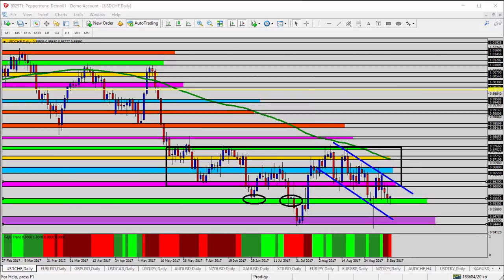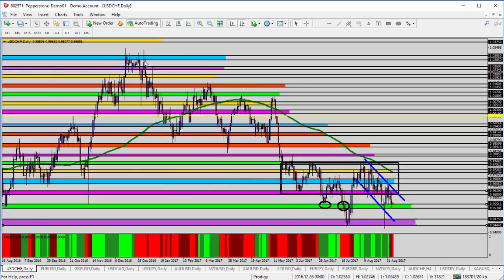Today we're going to be taking a look at the USDCHF, the US dollar versus the Swiss franc, for today's trade analysis. Starting here on the daily time frame, a couple of things to point out. Of course, long term, if I zoom out one time, we can see that this currency pair has been in a downtrend for quite some time, going all the way back into November, December of 2016.